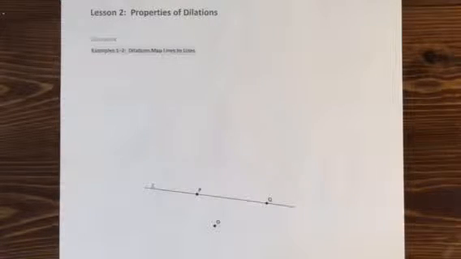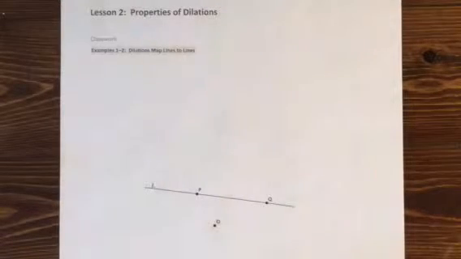Okay, here's lesson 2. Title is Properties of Dilation. So in lesson 1, we looked at the definition of a dilation and we saw that there was a center for a dilation. And in this diagram that we're going to be working on in a minute, the center of dilation is going to be O. And the other thing we need to determine for a dilation is the scale factor. So we'll have a scale factor and we're calling that R.